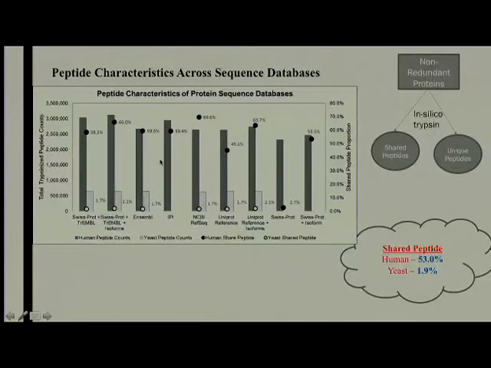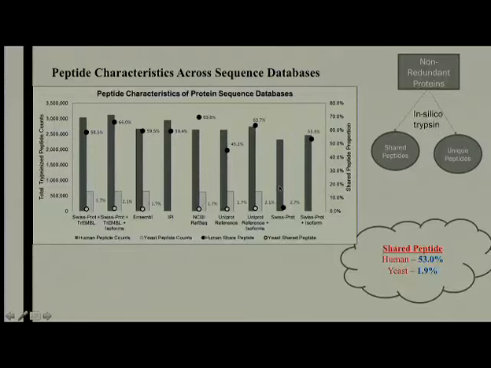Something more interesting is that, again, there's a lot of variability in these peptide counts across human databases. You have the SwissProt database that has approximately 2.4 million peptide sequences, while a larger database has a little over 3 million peptide sequences. However, there's no such variability in the yeast protein sequences. They're all right around 600,000 peptides.